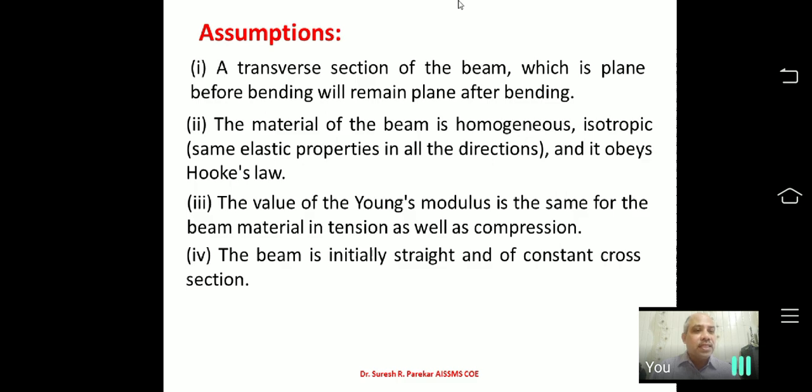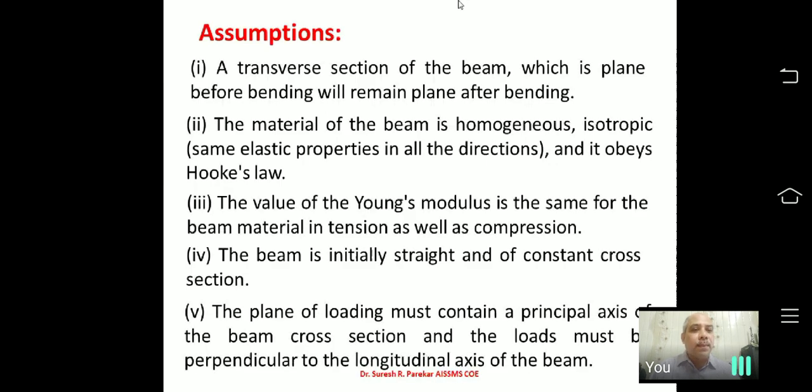The beam is initially straight and of constant cross section, meaning initially we do not have any rotation of the beam. The beam is horizontal. And the plane of loading must contain a principal axis of the beam cross section, and the load must be perpendicular to the longitudinal axis of the beam, as I mentioned. So in the case of flexural members, your load should be perpendicular to the longitudinal axis of the beam. So we have these assumptions.